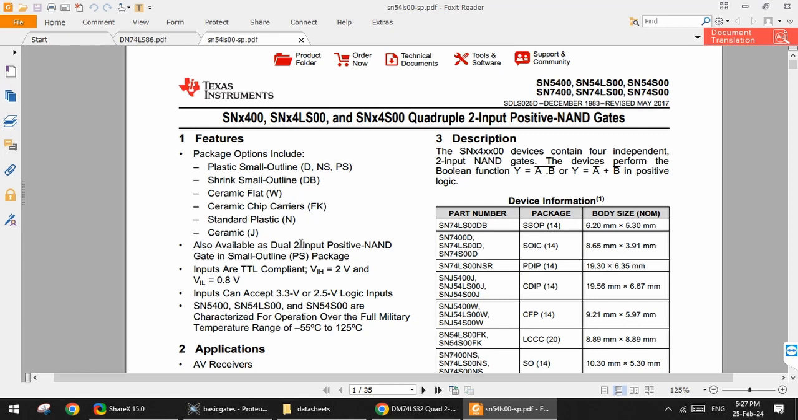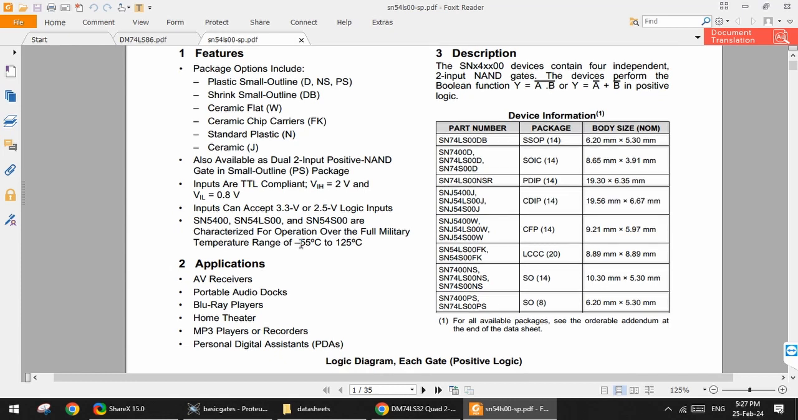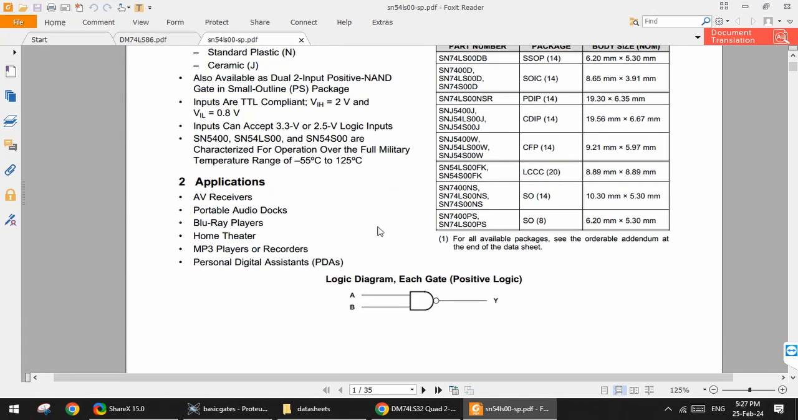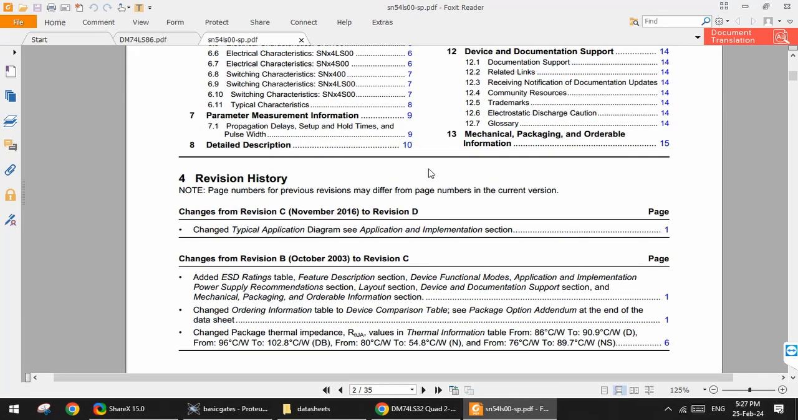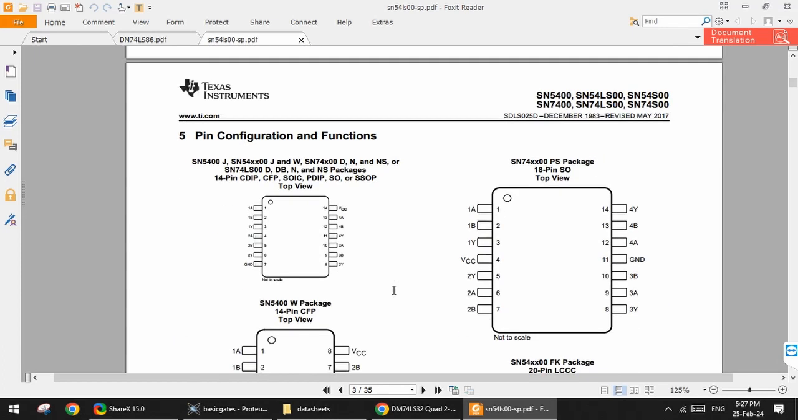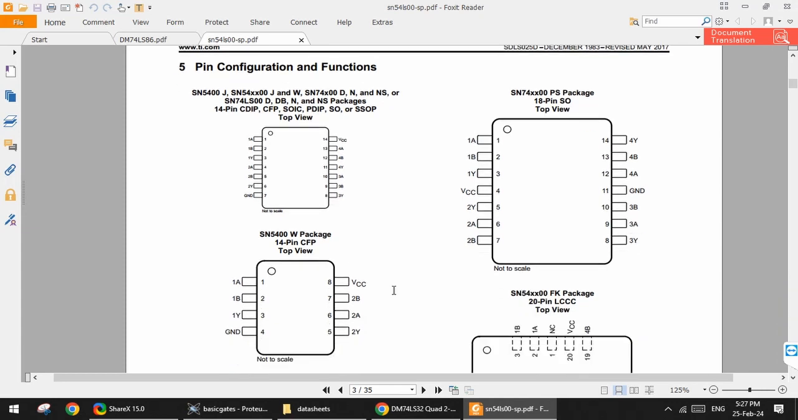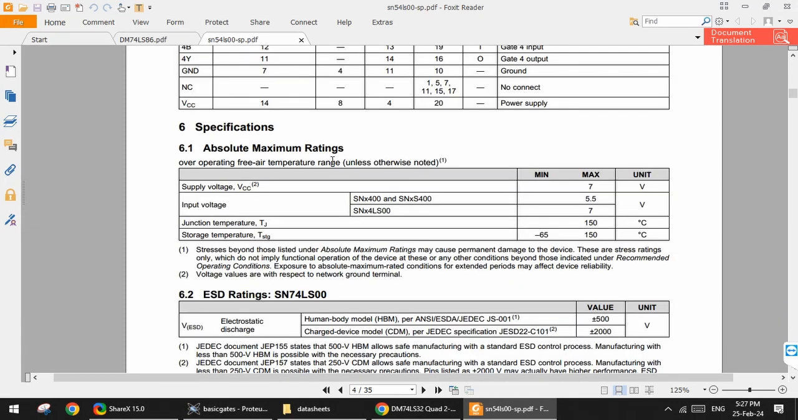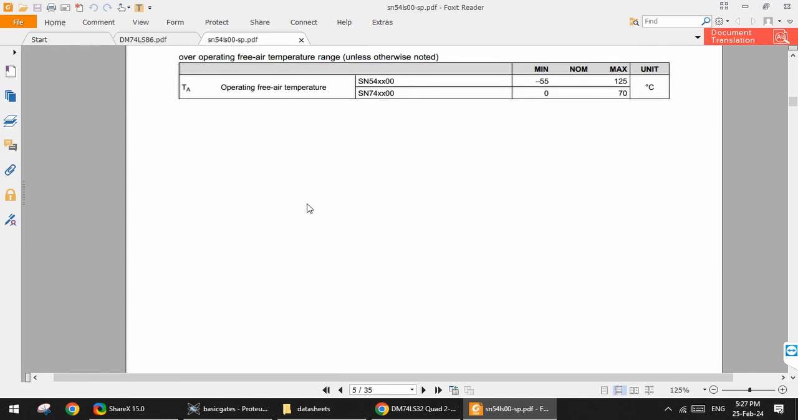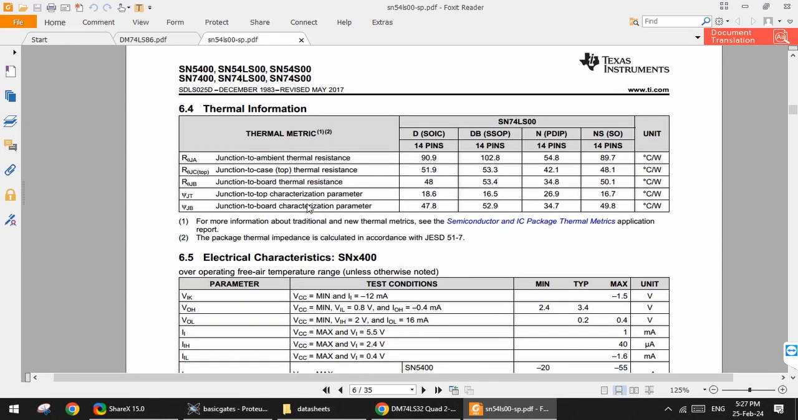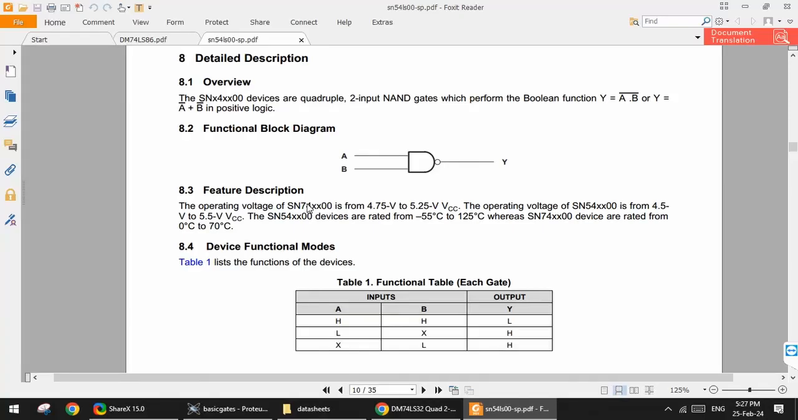These are different package options, applications, logic diagram, and this one is a very detailed datasheet. It has 35 pages, so some of the information would be relevant to us, some of it would not. The pattern is very much similar. We have supply voltage, high level input voltage, low level input voltage, thermal information, some internal diagrams, and over here we have the function table as well.